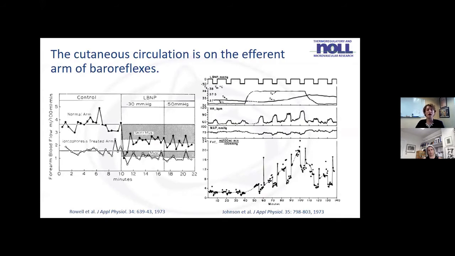And when we block that, under this condition with the figure by Rowell, you can see that under conditions where the skin blood flow is halted with iontophoresis of high concentrations of norepinephrine, both the skin and the muscle are at that efferent arm. Conversely, if you have a whole body heating protocol, as illustrated by the figure from John Johnson's paper, there is a profound reduction in skin blood flow during heat stress conditions with that application of lower body negative pressure.